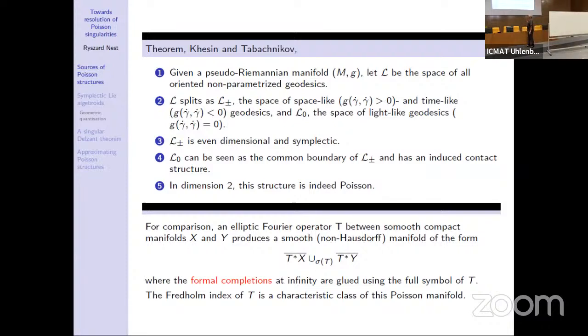So, you have this Poisson manifold, and its characteristic class is the index, it's an integer actually. So it's something that Alan Weinstein pointed out, or proved actually, that this tells you something about the relation between Laplace operators on x and y. So it shows up very much in real life.